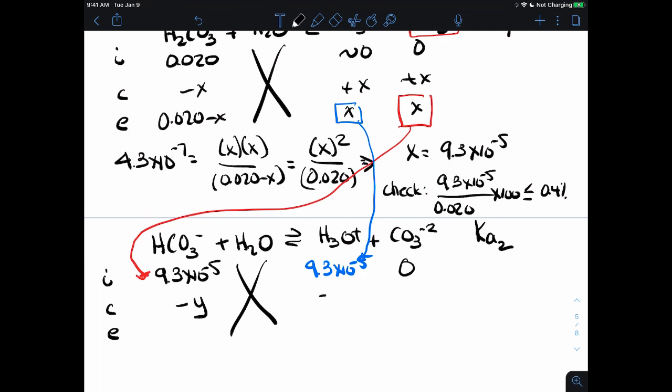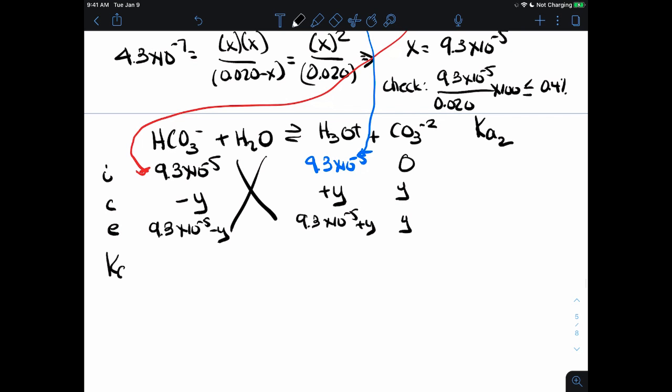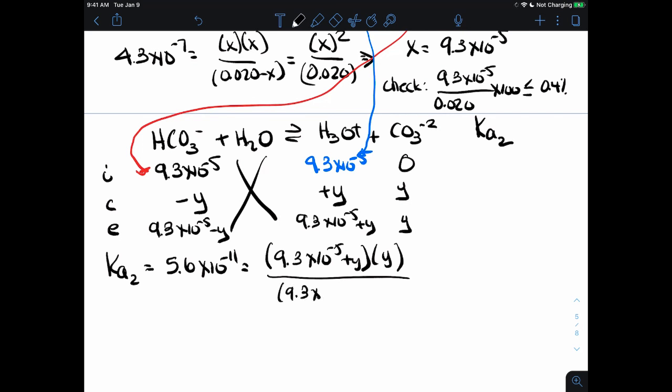I'm going to call it Y in this case, just to change up the variable. 9.3 times 10 to the negative 5 minus Y. 9.3 times 10 to the negative 5 plus Y, and Y. We can plug that into my Ka2 expression, which was 5.6 times 10 to the negative 11 equals 9.3 times 10 to the negative 5 plus Y times Y, over 9.3 times 10 to the negative 5 minus Y. And you should be saying, ew, gross.